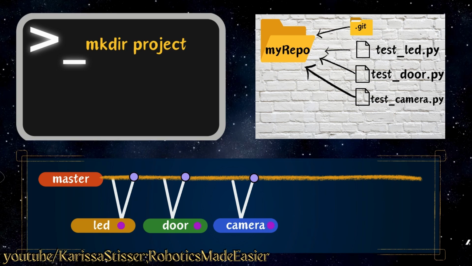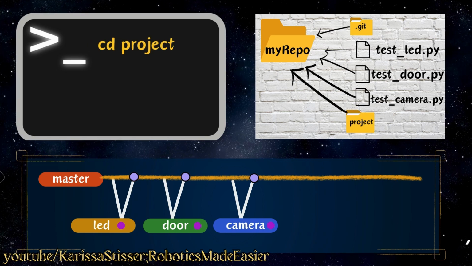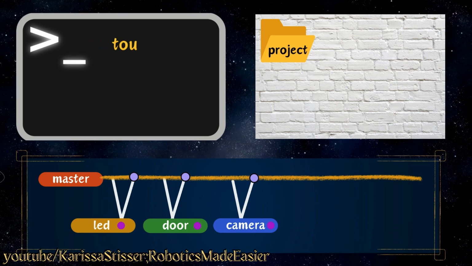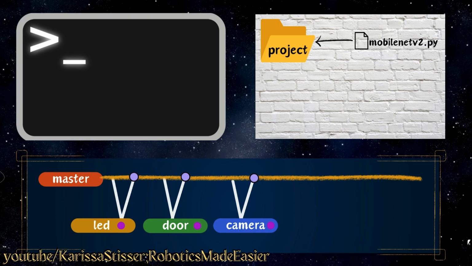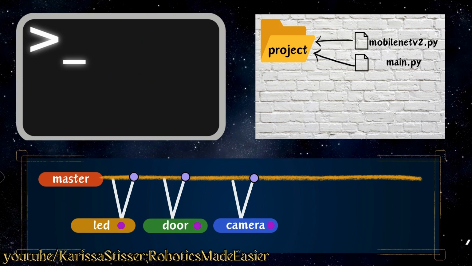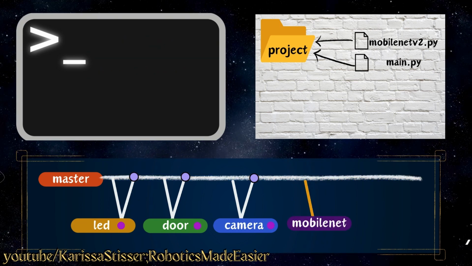We're going to create a project folder to hold our MobileNet implementation and cd into that folder. We're going to create the MobilenetV2 file and a main Python file. And let's check out a MobileNet branch.